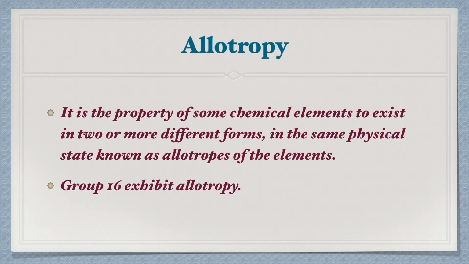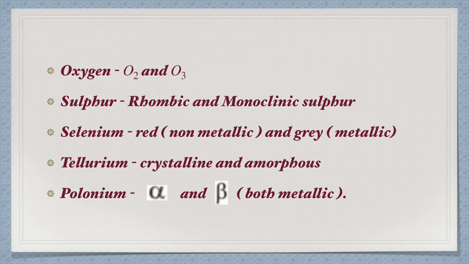So we are talking about group 16, 17 and 18. Among these, group 16 exhibits allotropy. So we'll see the allotropic forms of each element in group 16. The first element of group 16 is oxygen. Oxygen exists in two allotropic forms. They are O2 and O3, oxygen and O3 as ozone.